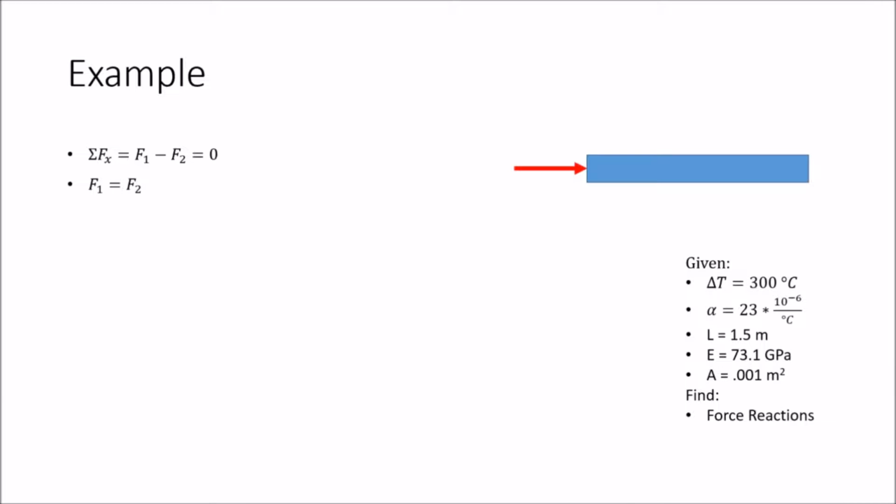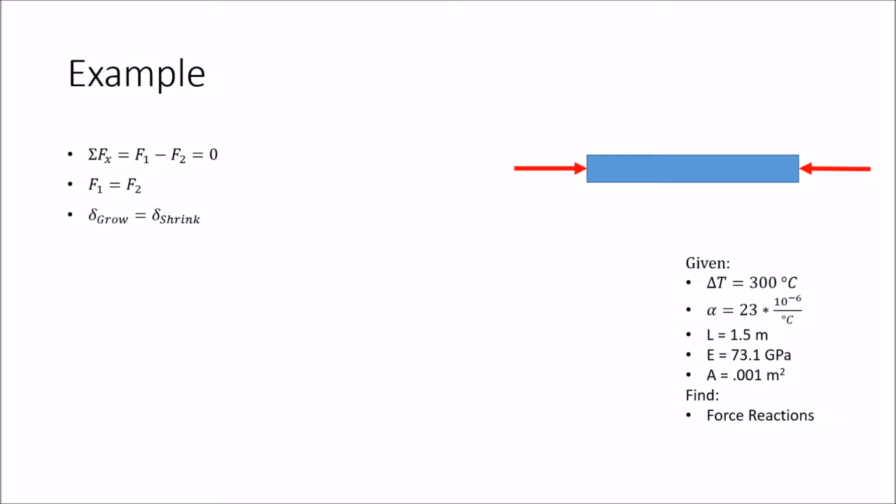Then we realize that the member can't grow due to being stuck between two walls, and therefore it must be pushed back by the wall reaction. We understand this as that whatever change in length were to happen by the change in temperature, the wall must push back. Therefore, delta grow is equal to delta shrink.